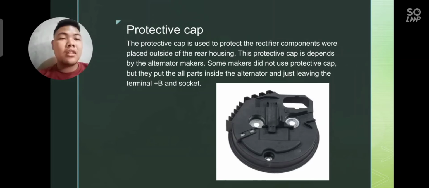Some makers did not use a protective cap but put all the parts inside the alternator, leaving just the thermal, B plus, and socket.